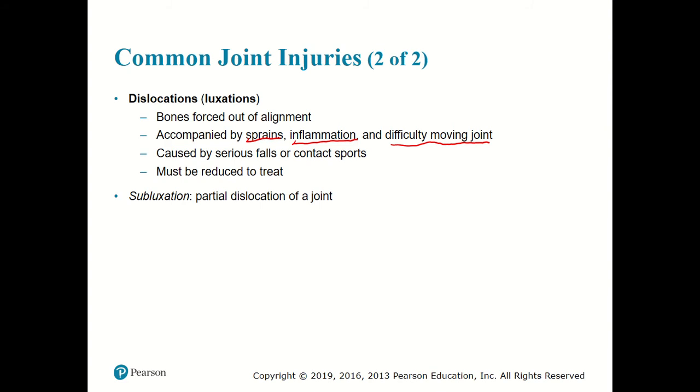Usually what we see most commonly in dislocations is because of a fall, and we see a lot of them in sports, right? A lot of trauma to the body with a lot of force causes these bones to go out of alignment.